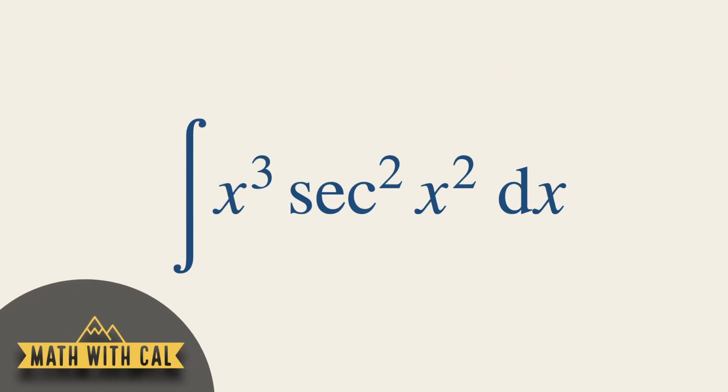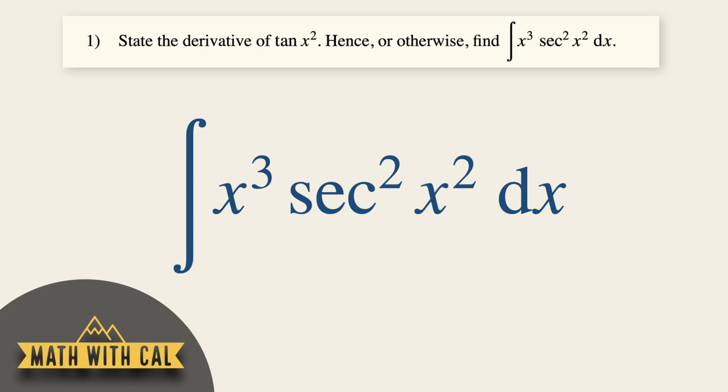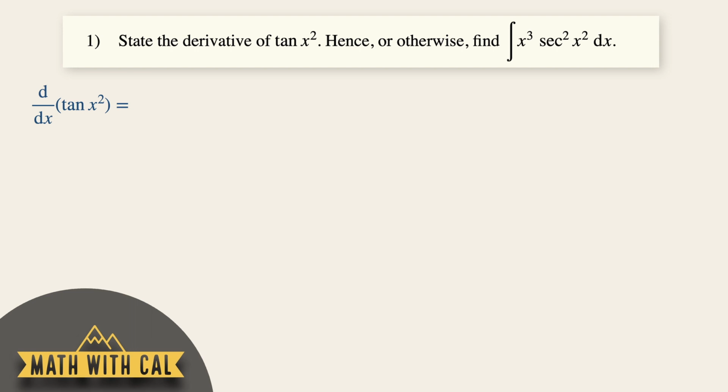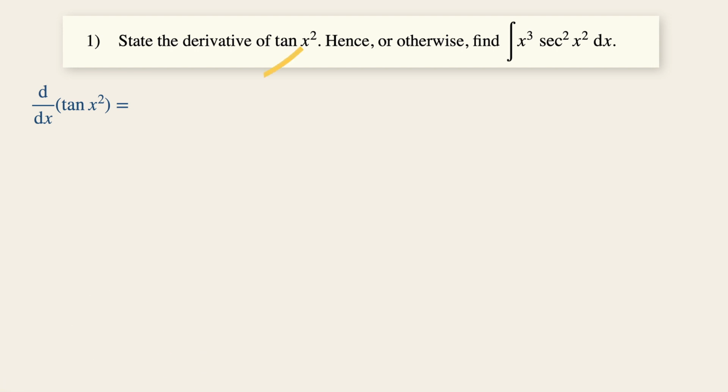Hello everyone, today we are going to find this integral by first finding the derivative of tan x squared. Getting the derivative of tan x squared is quite manageable. All we need to do is to differentiate the trigo angle over here and change the tangent ratio to a secant squared. And remember to retain the original angle, which is x squared.